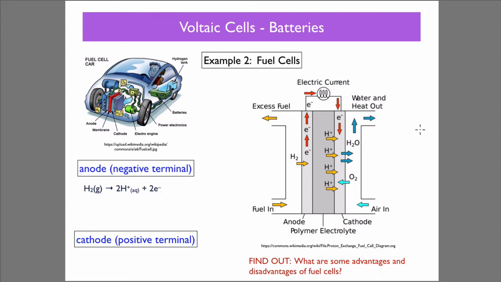So let's have a look at the anode. Well, we can use hydrogen gas to give us those protons and the electrons, or we can use methanol in water, and both are used. You can make cells with either. The cathode, you've got the oxygen gas reacting with those hydrogen ions and the electrons to give water. And you should find out what the advantages and disadvantages of these fuel cells are, and just scribble them down in your notes.